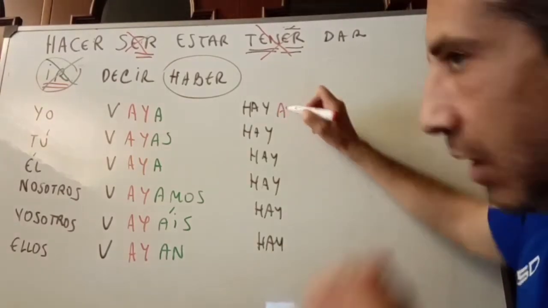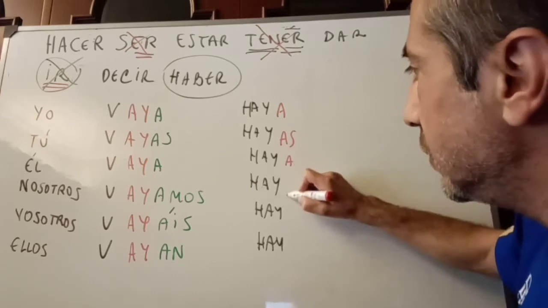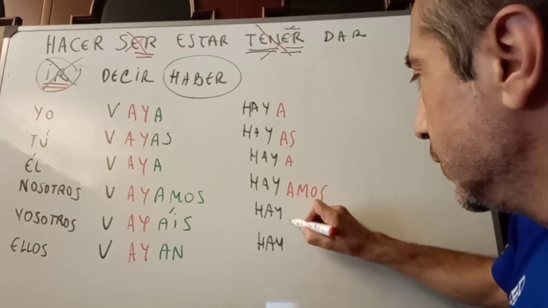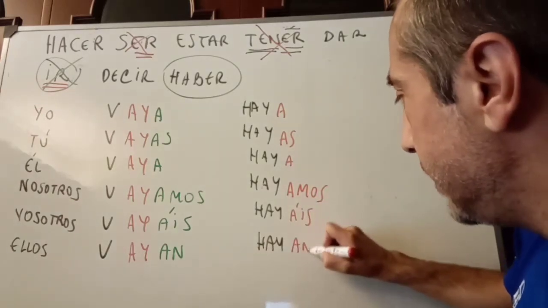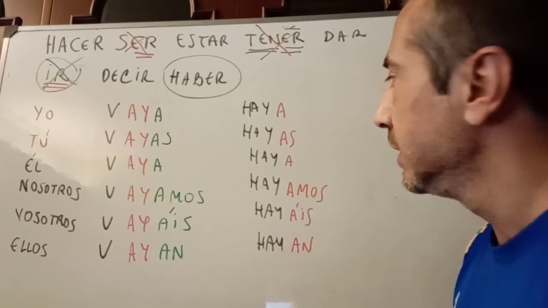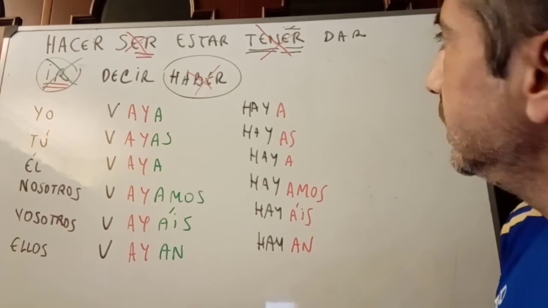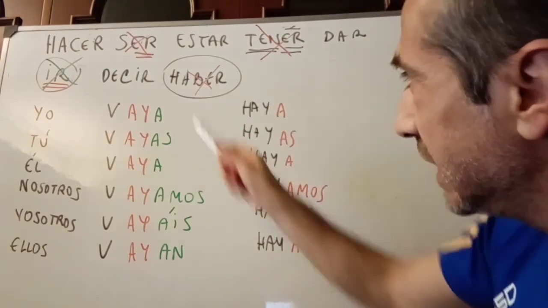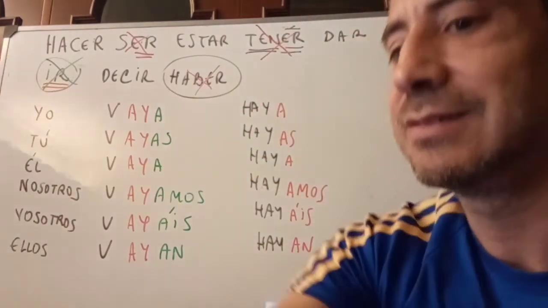Yo haya, tú hayas, él haya, nosotros, nosotras hayamos, vosotros, vosotras hayáis, ellos, ellas hayan. Let's cross this out and see. There are four verbs left to see. Hacer, estar, dar, and decir. Let's see.